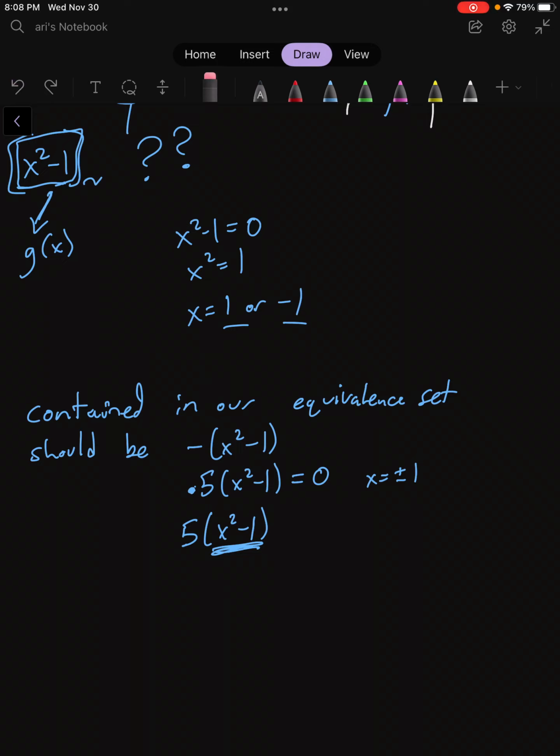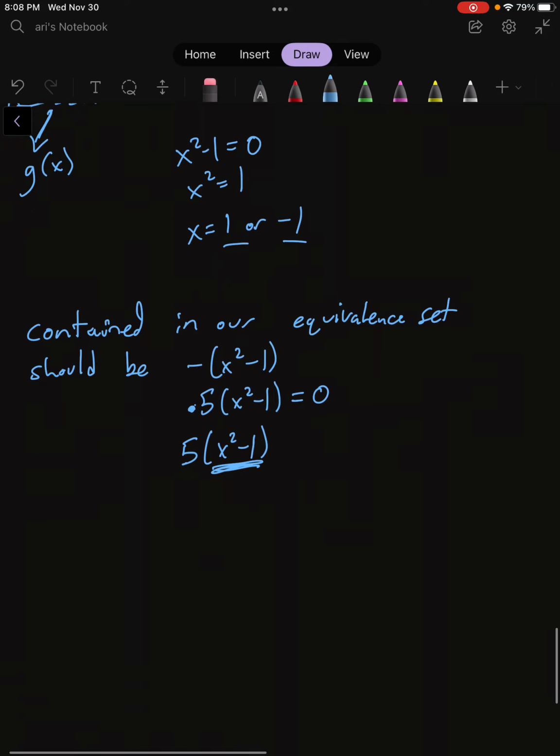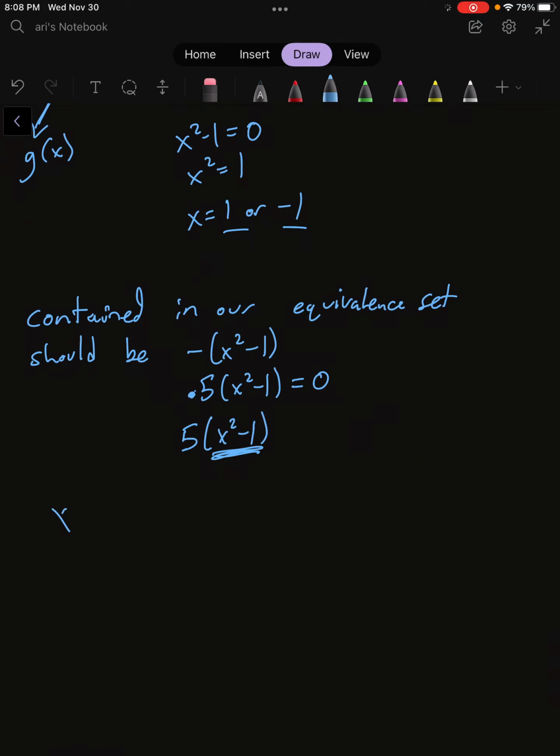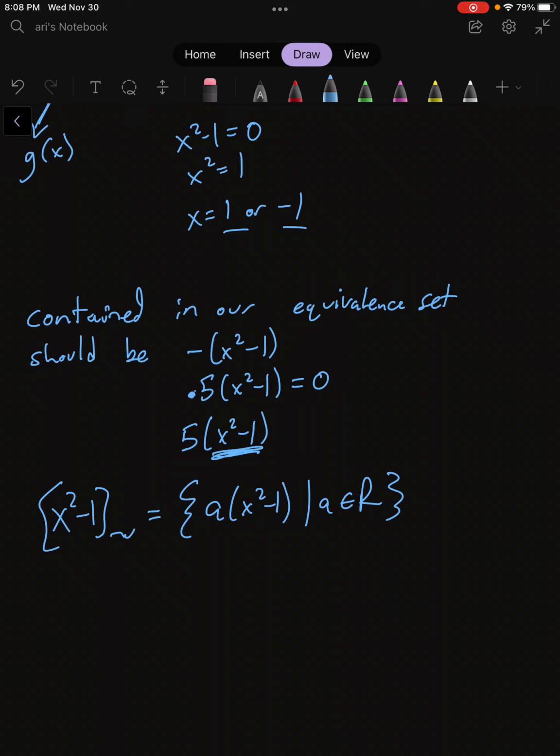So ultimately the solution is that the equivalence class of x squared minus 1 is the set of all a times x squared minus 1, given that a is a real number. And that's kind of what we've been describing. We were saying that a could be negative, it could be a decimal, it could be some integer like these, and all of those are possible solutions. The only restriction on a is that it's real. It can't be like i. It can't be the square root of -1.